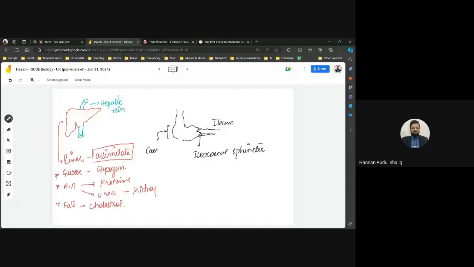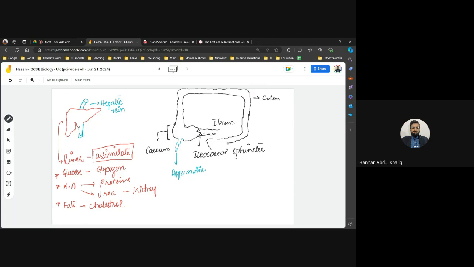This part is the cecum. This large pouch is the cecum, and there is a very small blind tube here that is called the appendix. And then right after the cecum, the major part of the large intestine begins. That is called the colon.